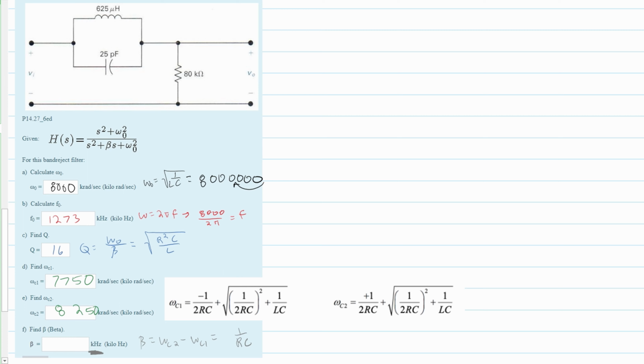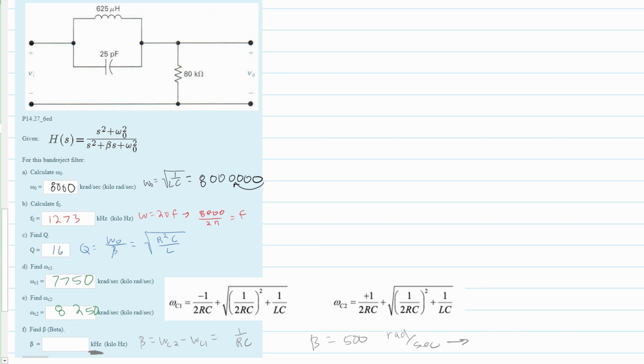So we are subtracting radians here, but radians is in rad per second, and the question is asking for us in hertz. Well, hertz is frequency. So what we can do is take our 8,250 minus our 7,750, and this is going to give us a beta equal to 500. Now, make no mistake, this is in rads per second. We need to convert this into frequency.